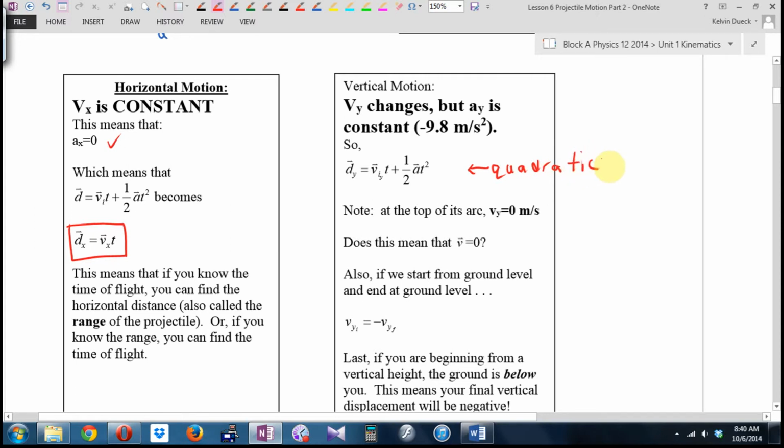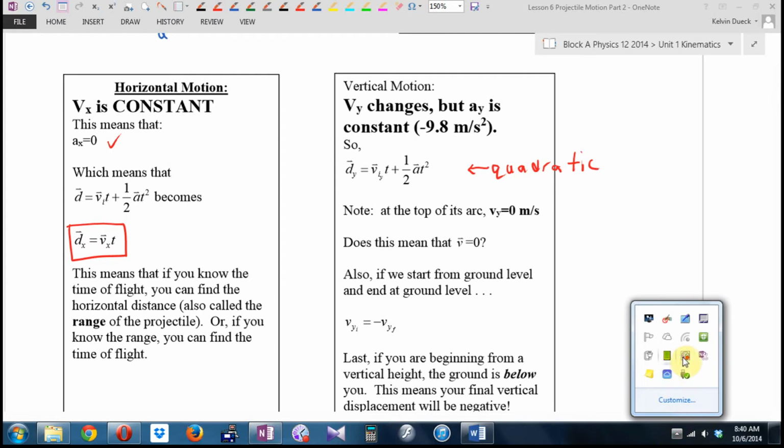Now, if you launch horizontally, don't write this next bit down, Ty. Ty's going to put his phone out. No, you know what? He's in grade 12 and he knows me and he got caught.